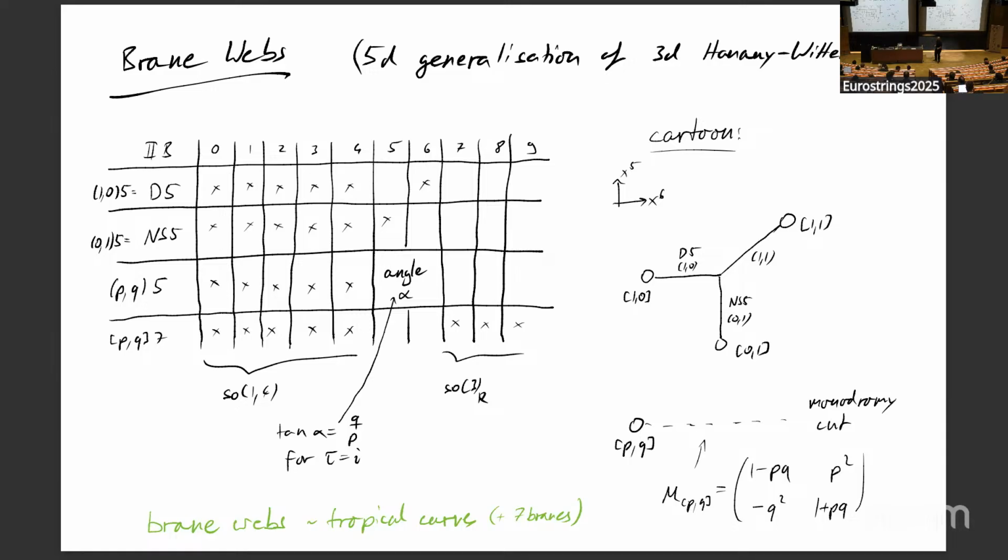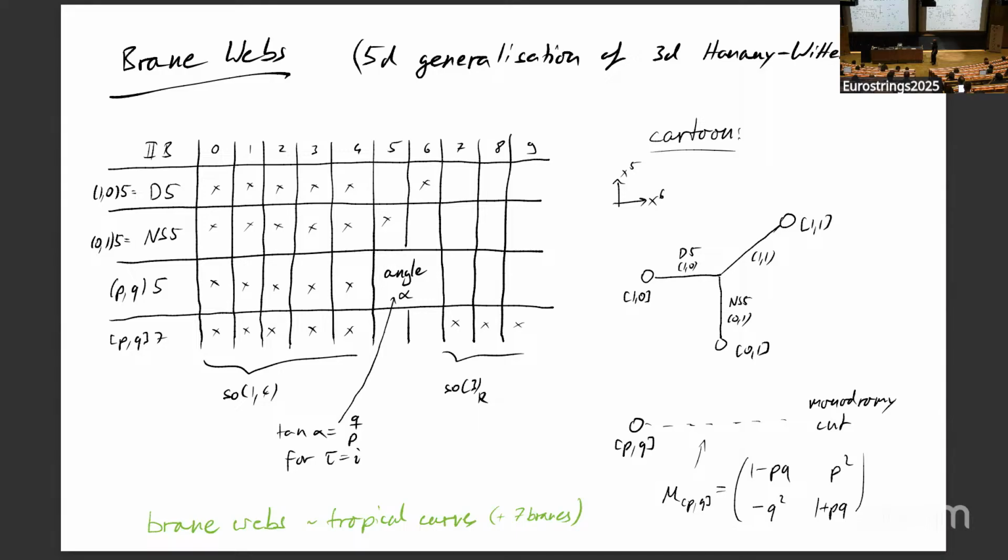I'll just say how they are fitted inside our spacetime. So we have the D5 branes, which span the 0 to 4 and the 6 direction, NS5 branes, which span the 0 to 5 directions. And then we have (p,q) 5 branes, which you get by merging D5 and NS5 branes. So p D5 branes, q NS5 branes. And they are at some angle.